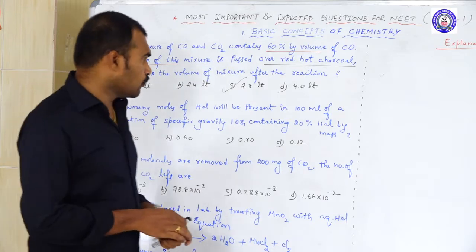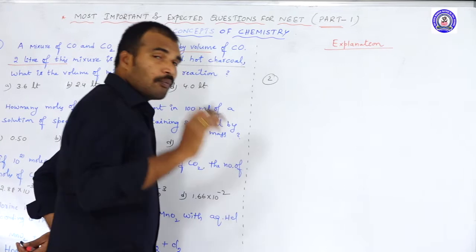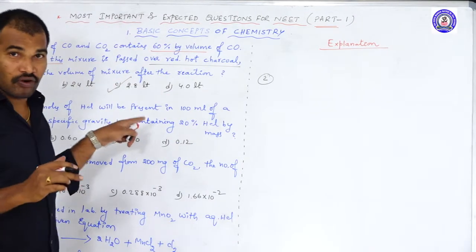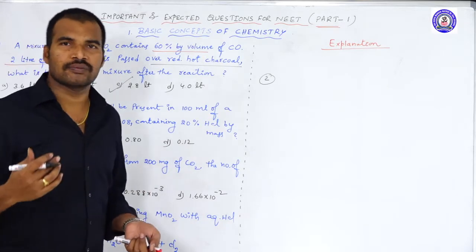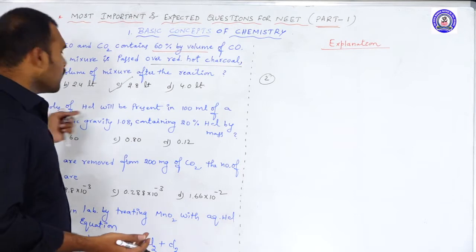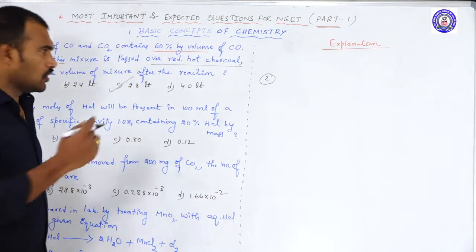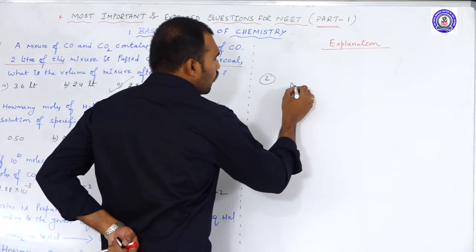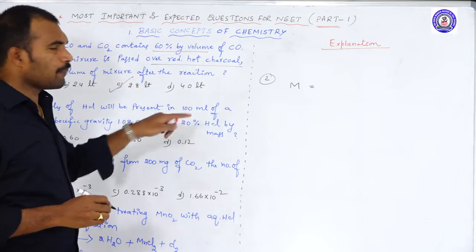So for that, first of all I am going to calculate the molarity of the given solution. Once we calculate the molarity, molarity is equal to number of moles by volume. So by using that I can easily calculate the number of moles. So first you calculate the molarity of the solution. What is the formula for the molarity from the given specific gravity and percentage?